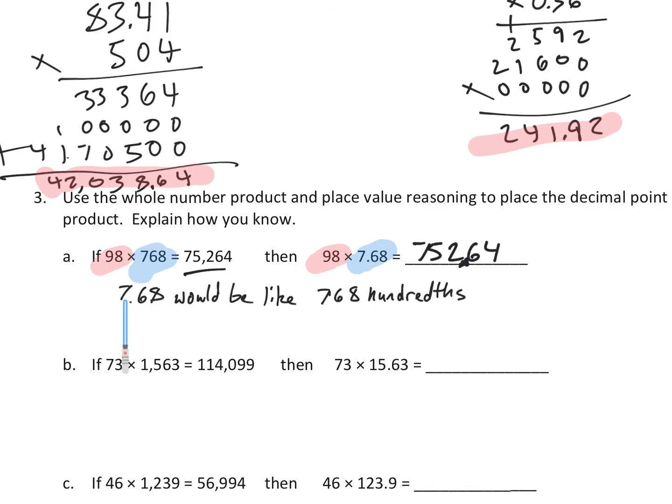Right, so remember what we talked about in the previous lesson. I could read this 768 as 768, and then I just call it whatever, and the unit form would be whatever place value is farthest to the right. So this is the hundredths place that this 8 is in, so I'd say 768 hundredths.